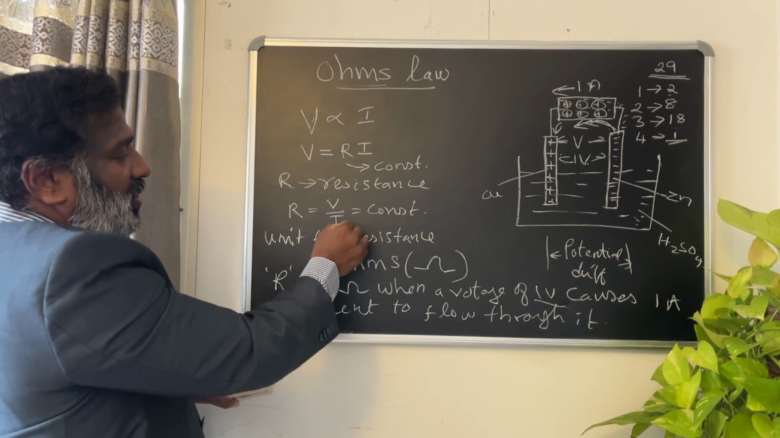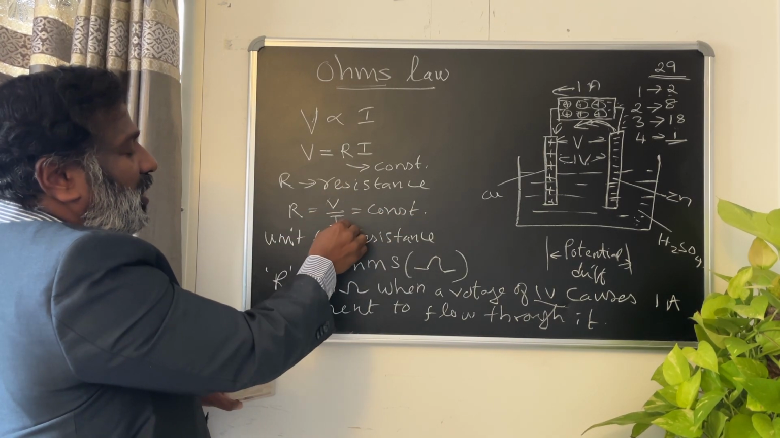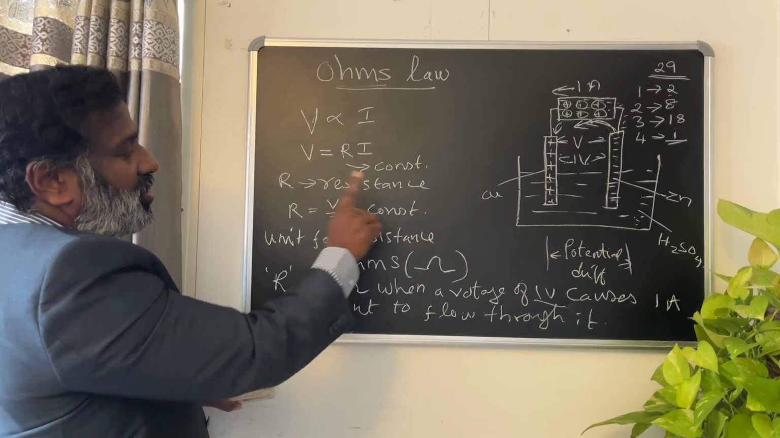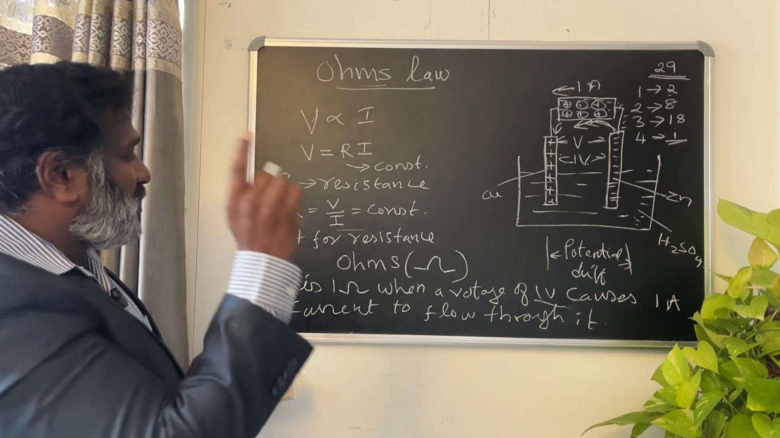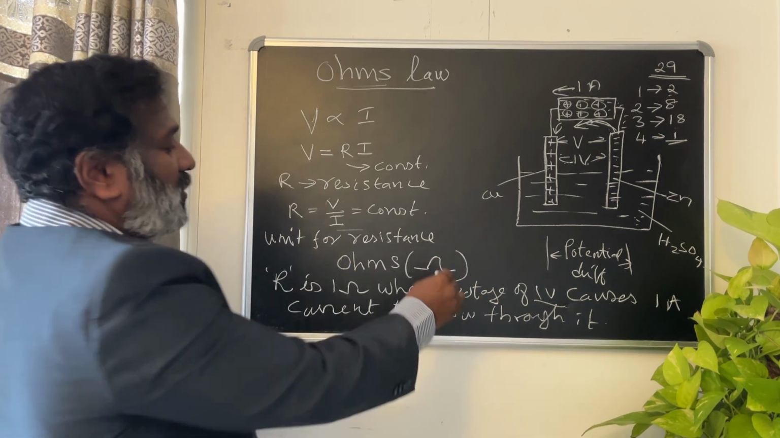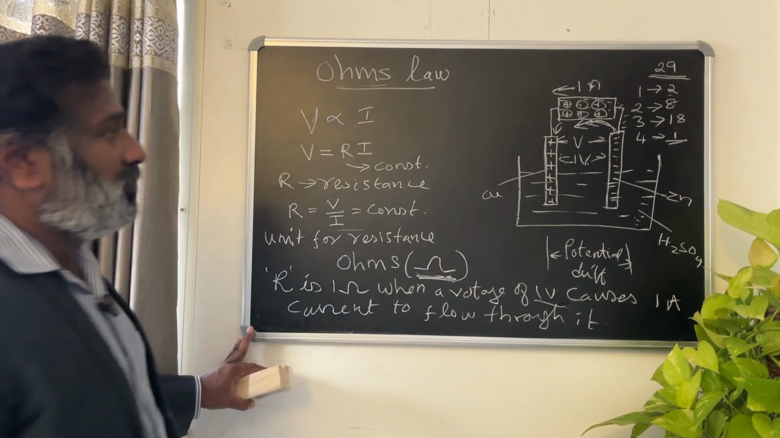So it is voltage by current. If 1 volt causes 1 ampere current to flow through that, then the resistance is unity. That means 1 ohm. Clear? What is the unit for resistance? Ohms. And this is the symbol for ohms.